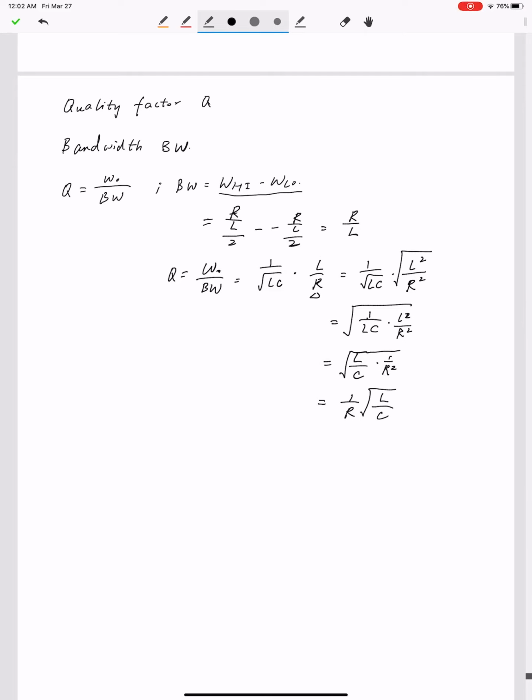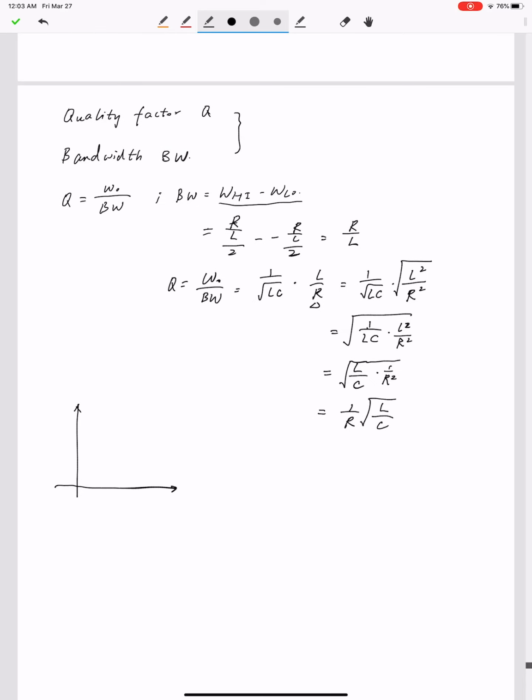Alright, so let's see why we need to define these two concepts. These two concepts will describe the characteristic of a bandpass or a bandstop filter. For instance, if I give you a quality factor, then you can have some basic information about this bandpass or band reject filter based on the value of the quality factor. For instance, let me give you three plots.